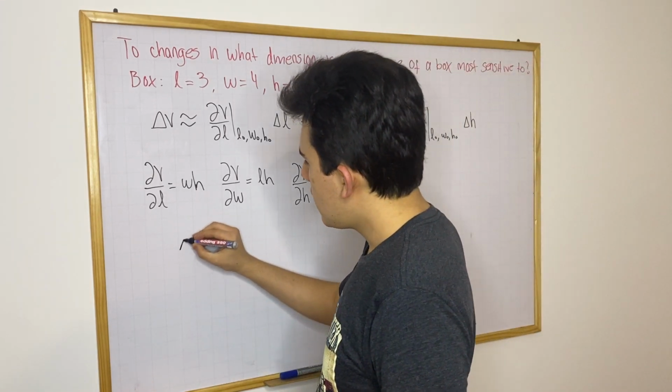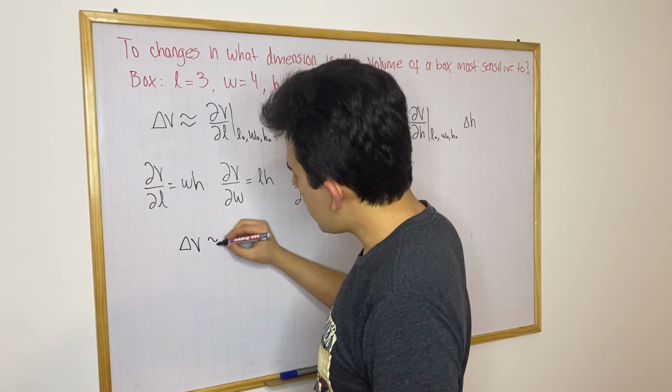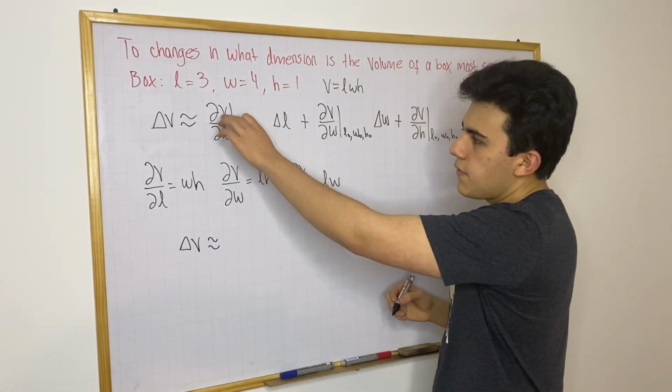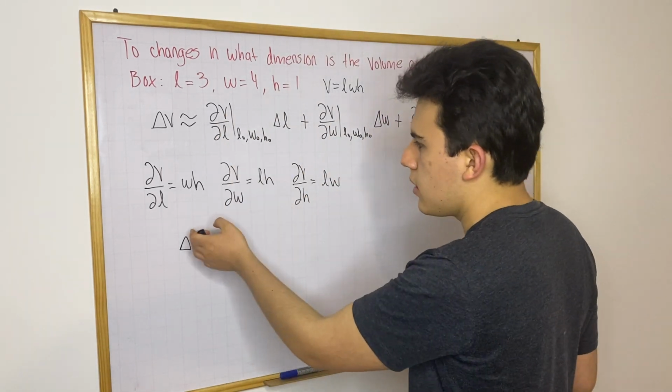So we're going to say that a change in volume will be approximately the same as, now we have this derivative evaluated at the point that we're interested in.